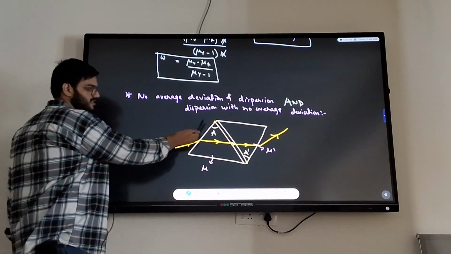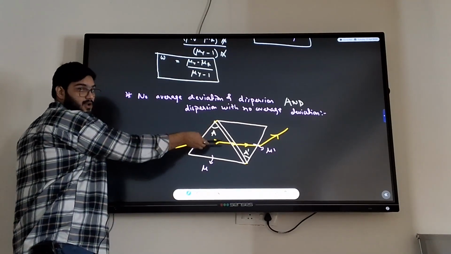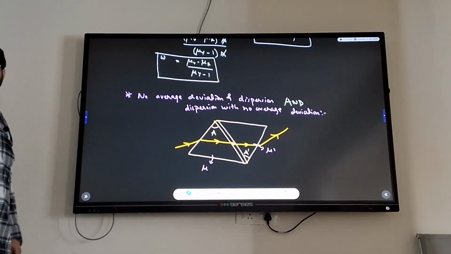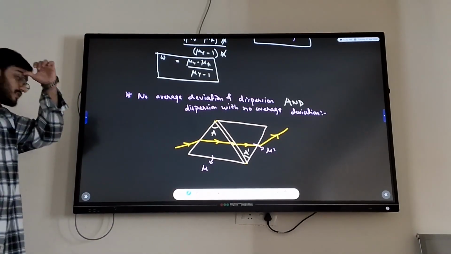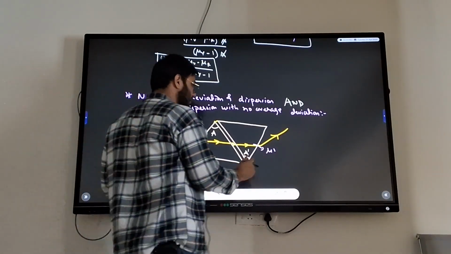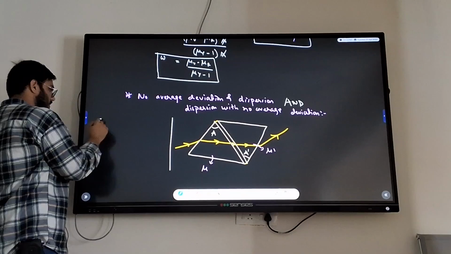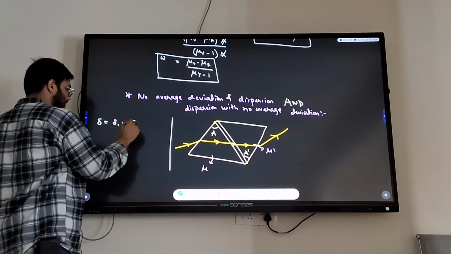Here the deviation was something like this. Clockwise. What about this? Anti-clockwise. We should subtract the deviations. So the deviations, the delta is given to be, let me write it here. That's delta 1 minus delta 2.